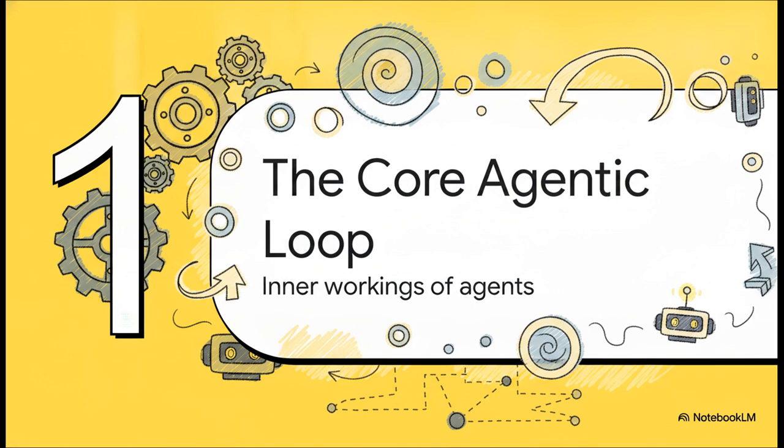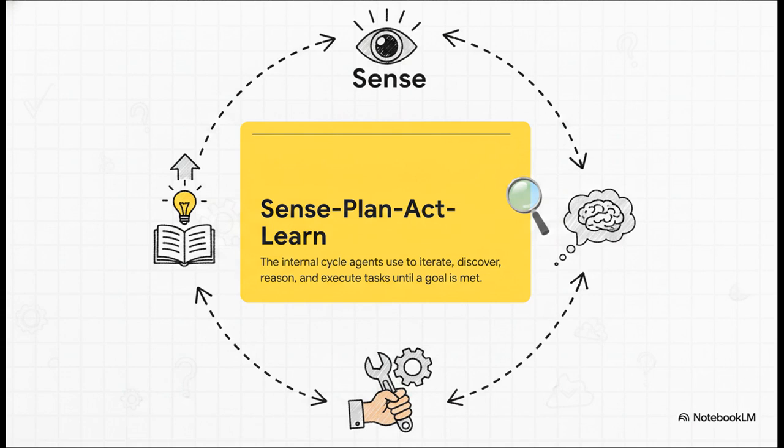Section 1. The core agentic loop, the inner workings of autonomy. All right, at the very heart of a single autonomous agent is a cycle called Sense, Plan, Act, Learn, or SPAL for short. Think of this as the internal heartbeat of the AI. In this loop, Sense basically maps to processing the initial input and understanding the current context of the world. Plan is the reasoning model doing the heavy lifting, determining the logical next steps to take.